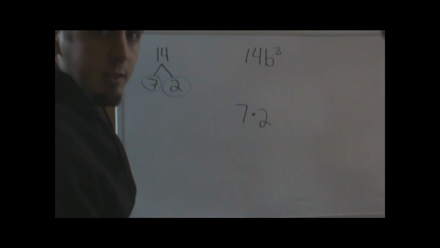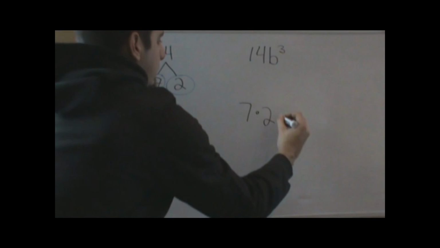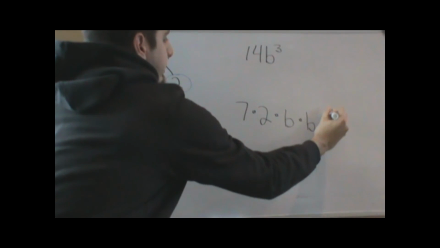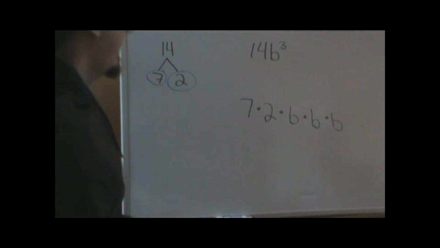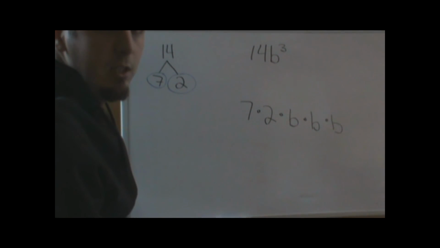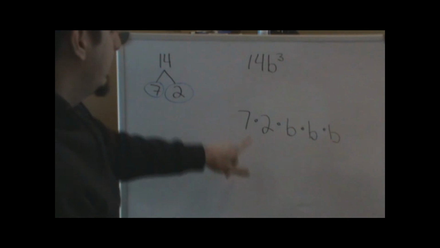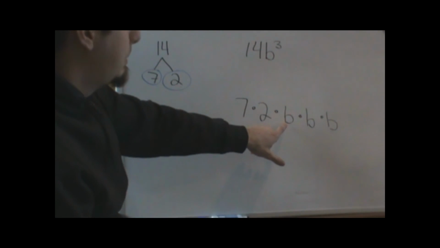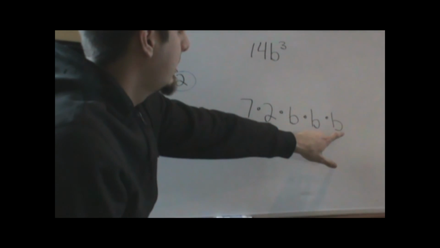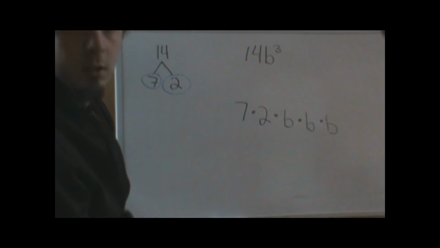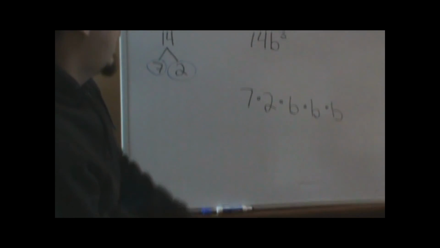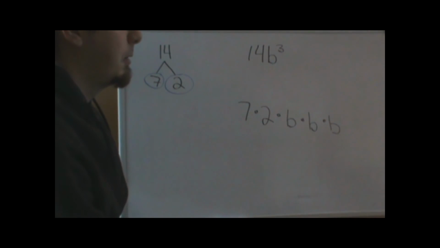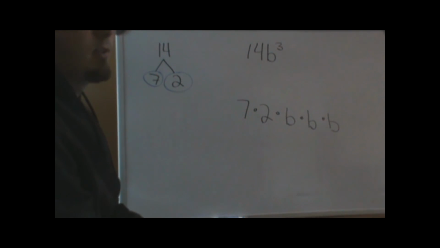What are the factors of b to the third power? What do you multiply together to get to b to the third power? Well, you would have to multiply b times b times b. So the prime factorization of 14b cubed, or b to the third power, is 7 times 2, the prime factorization of 14, times b times b times b, the factors of b to the third power. b to the third power literally means you're multiplying 3 b's together, just like 5 to the third power means you're multiplying 3 5's together.